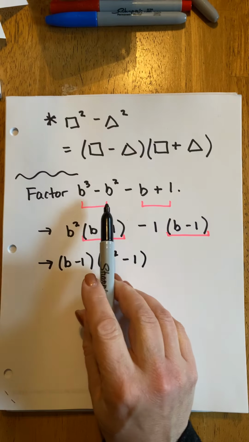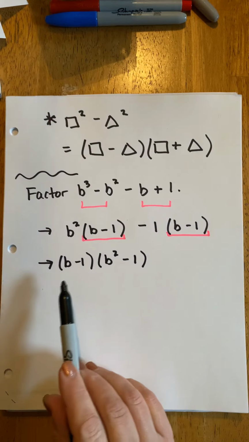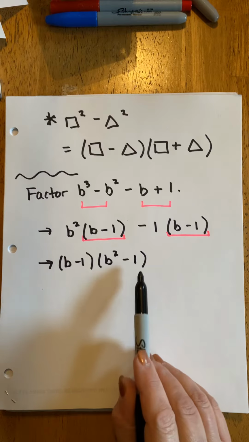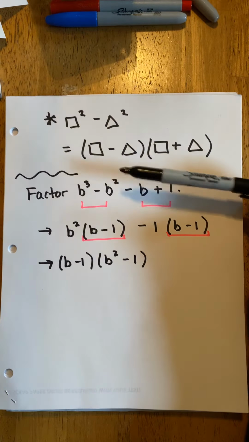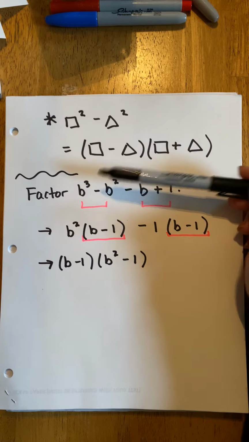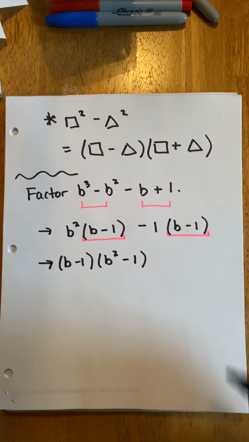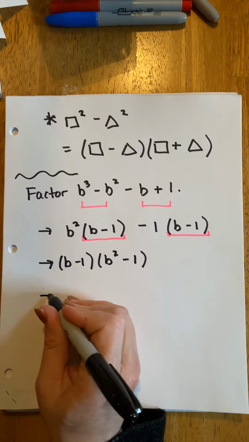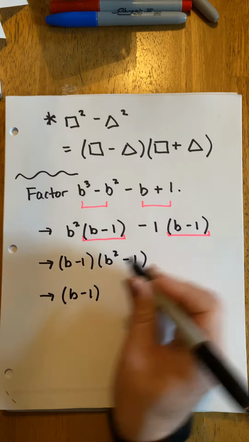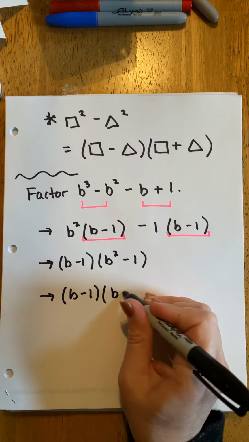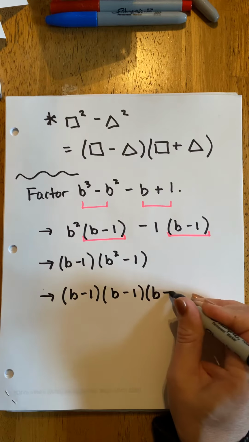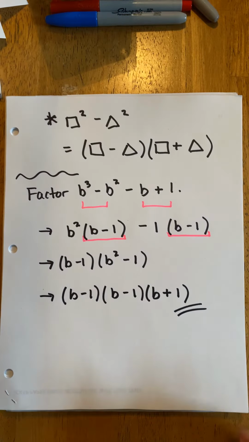So b cubed minus b squared minus b plus 1 can be factored into b minus 1 times b squared minus 1. So notice the goal of factoring is to reduce the powers on the polynomial pieces. We started with the cubic, we reduced it to a linear and a quadratic, but notice this is not completely factored because b squared minus 1 is the difference of squares, and that can be written like this. So b cubed minus b squared minus b plus 1 completely factored would be b minus 1 times b plus 1.